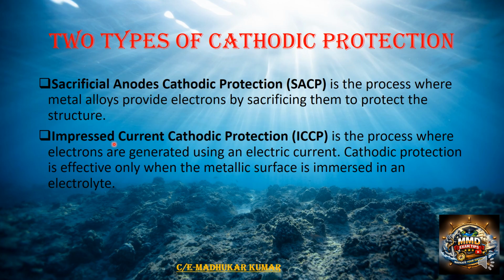Another one is your impressed current cathodic protection that we are going to discuss in this video. It is the process in which the electrons are generated using the electric current. We generate the electric current and we impress it, we supply it to the hull and make it electronegative and prevent the corrosion part. Cathodic protection is effective only when the metallic surface is immersed in the electrolyte. So electrolyte is required for the complete protection of it.